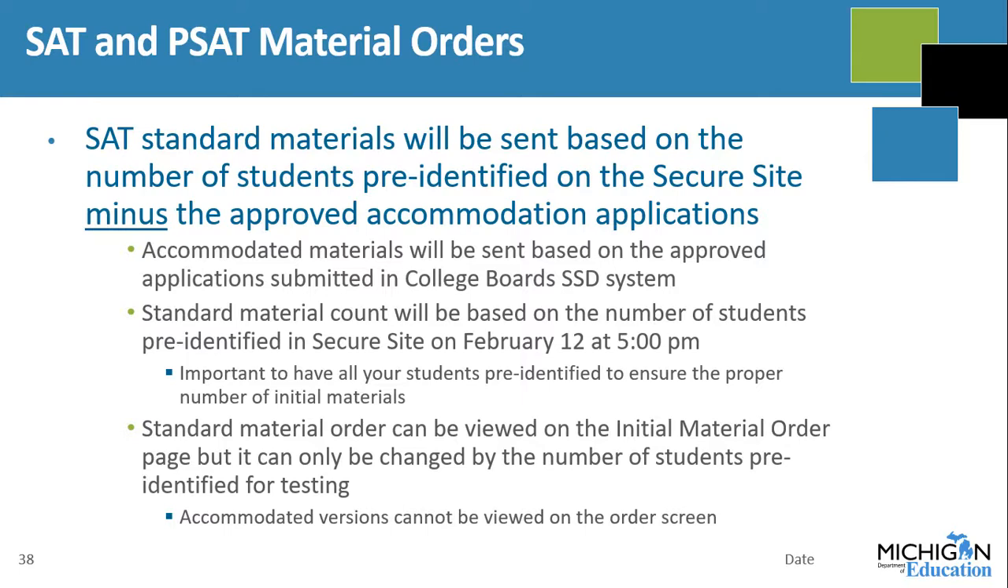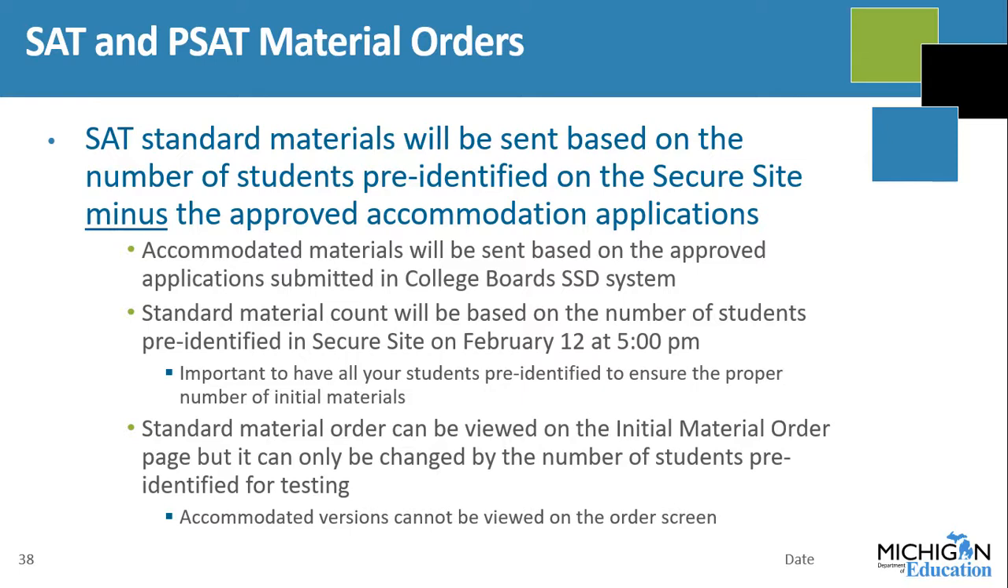Now that we have pre-identified our students, let's talk about how the testing materials will be ordered. For SAT and PSAT 8/9 and PSAT 10, the standard materials will be based on the number of students that are pre-identified on the secure site by 5 p.m. on February 12th. Accommodated materials will be sent based on the submissions in the College Board SSD system.